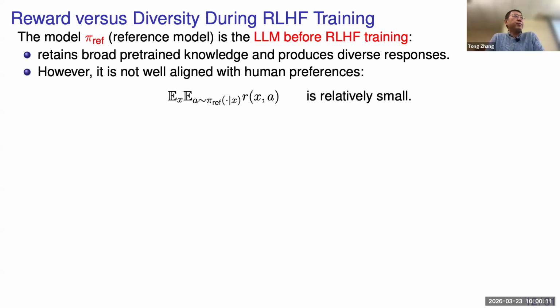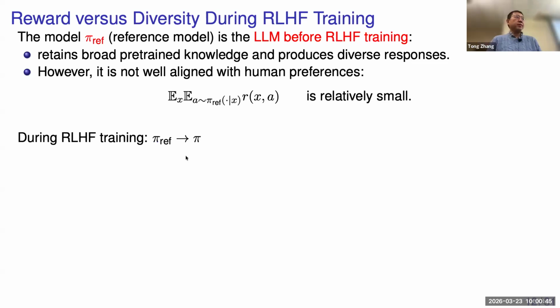Usually at this point it's not well aligned with human preferences. It may not be safe, and especially if you measure this number, it could be relatively small. It's not as large as you want. So basically you have a smaller reward, but you have a good diverse response and also good pre-trained knowledge.